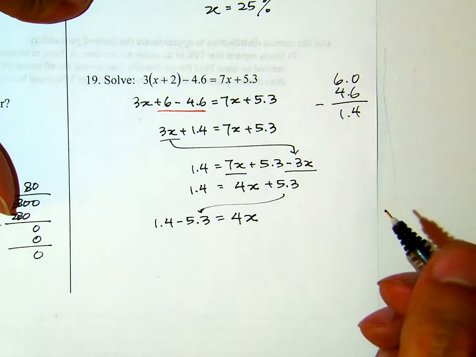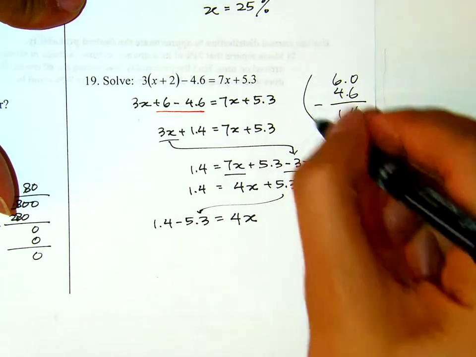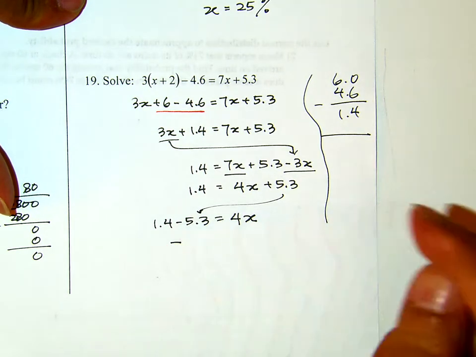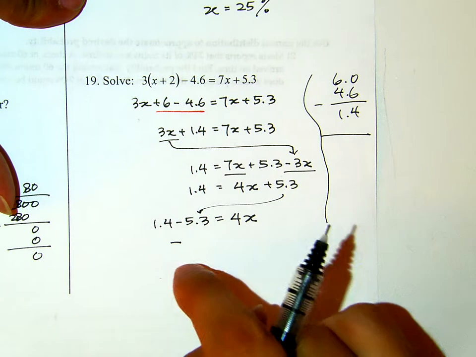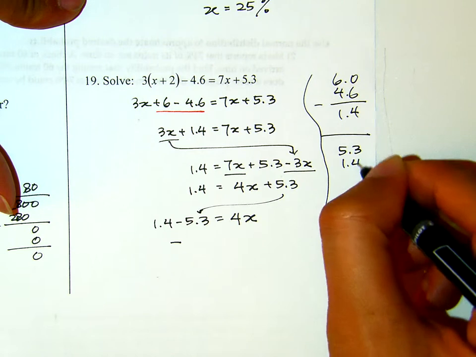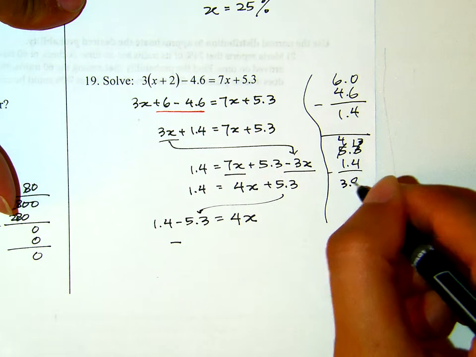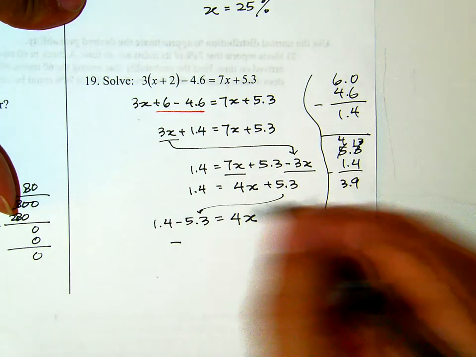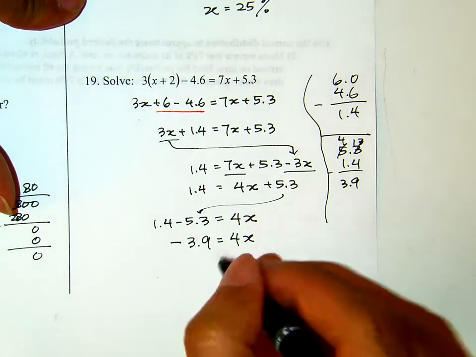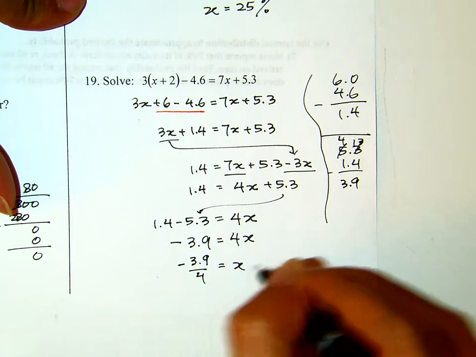Now, one very common mistake here is when you subtract this, you just do it right away. But if I were you, I will put the negative sign first. You see 1.4 minus 5.3, it's negative. So write it down first, negative, and then aside you do 5.3 minus 1.4, you do borrowing, right? That will be 3.9. Okay, it's a negative 3.9 equals 4x, and then you divide by 4 on the other side. Negative 3.9 over 4 equals x.